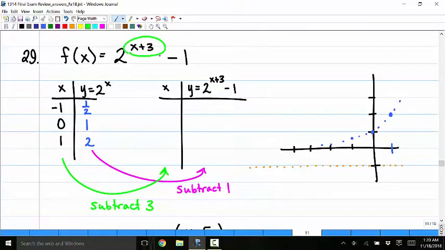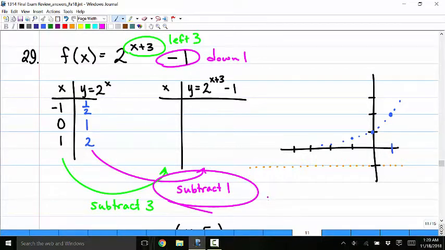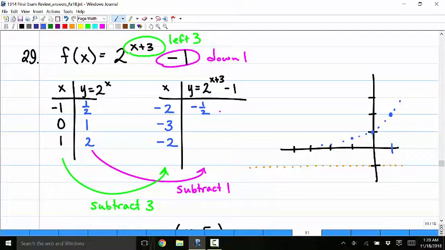But you want to shift it 3 to the left. So your x values, you want to subtract 3. And you want to shift it down 1. So your y values, you want to subtract 1. So here we go. Negative 1 minus 3 is negative 2. 0 minus 3 is negative 3. 1 minus 3 is negative 2. For my y values, 1/2 minus 1 is negative 1/2. 1 minus 1 is 0. And 2 minus 1 is 1.